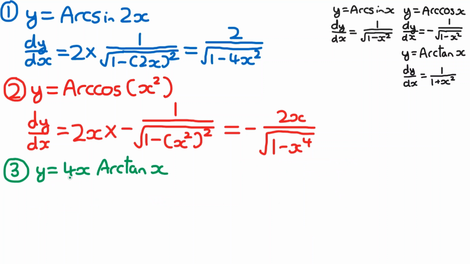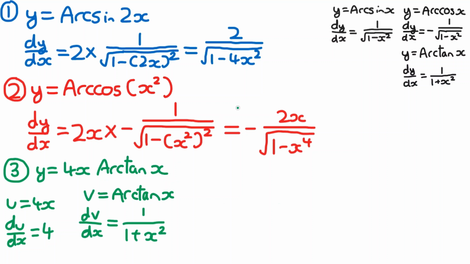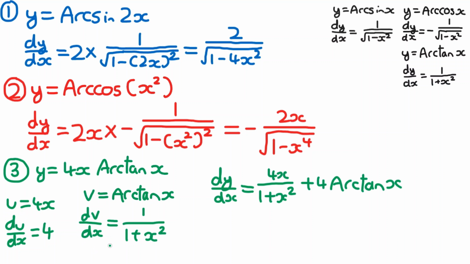And then for the third one, we have y is equal to 4x multiplied by arctan of x. So as we have two functions multiplied together, we need to use the product rule. So let's say that u is equal to 4x, therefore du over dx is going to be 4x differentiated, which is 4. And then we can say that v is equal to the other function, which is arctan of x, and dv over dx is equal to arctan differentiated, which is 1 over 1 plus x squared. So therefore dy over dx is equal to u multiplied by dv over dx, which is 4x over 1 plus x squared, plus v multiplied by du over dx, which is 4 arctan of x.